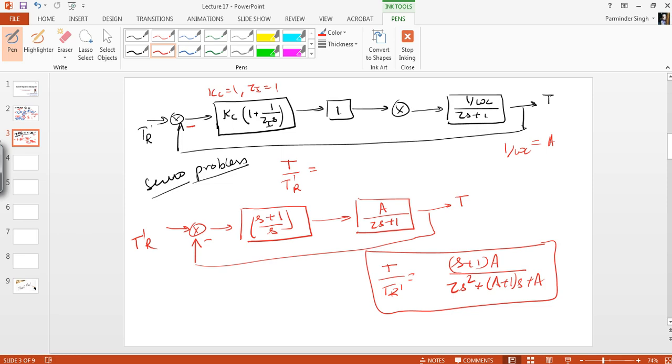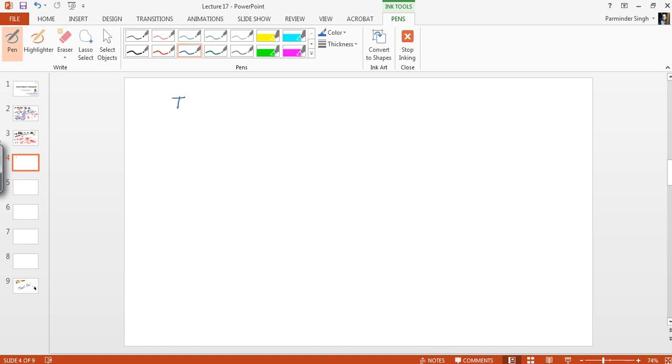Now if the set point is given a unit step change, that is T R dash is 1 by s, so what will be the change in T? T becomes 1 by s of s plus 1 into A upon tau s squared plus A plus 1 s plus A. Clear? So this can be solved and we can have our T dash T, that variable.